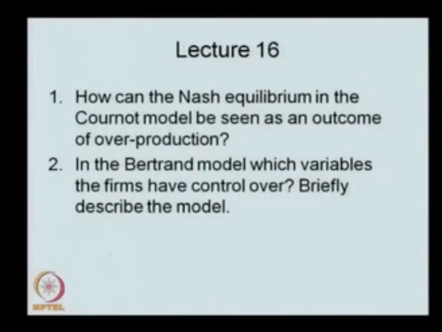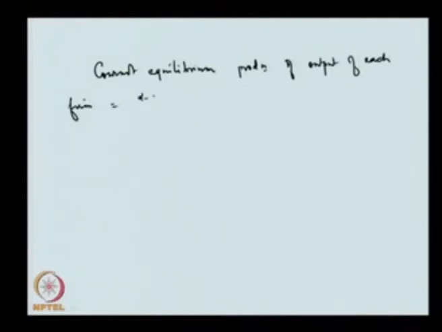Question: how can the Nash equilibrium in the Cournot model be seen as an outcome of overproduction? In Cournot equilibrium, the production of output of each firm is equal to alpha minus C divided by 3, and the profit, we have seen, is alpha minus C whole square divided by 9.